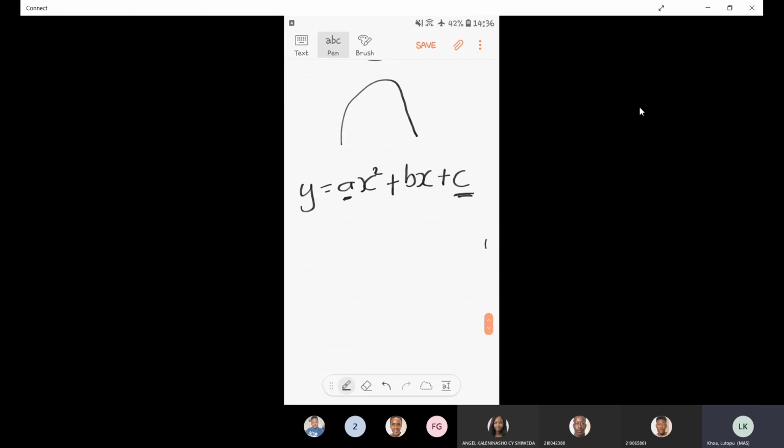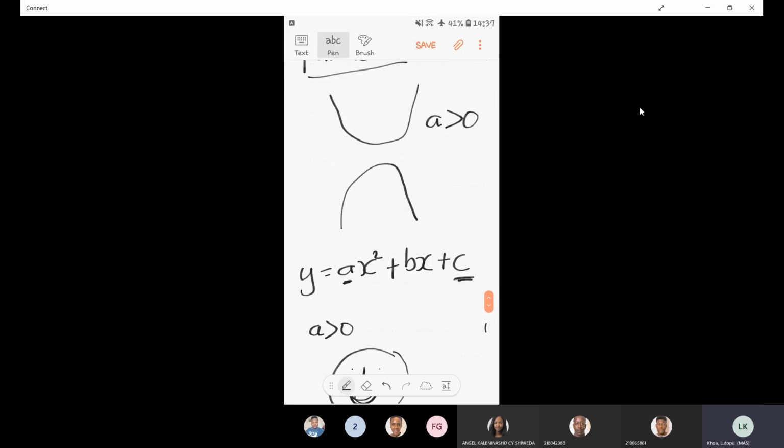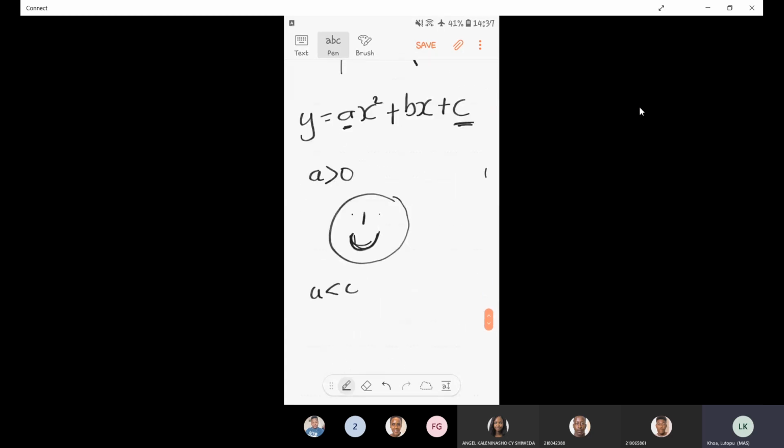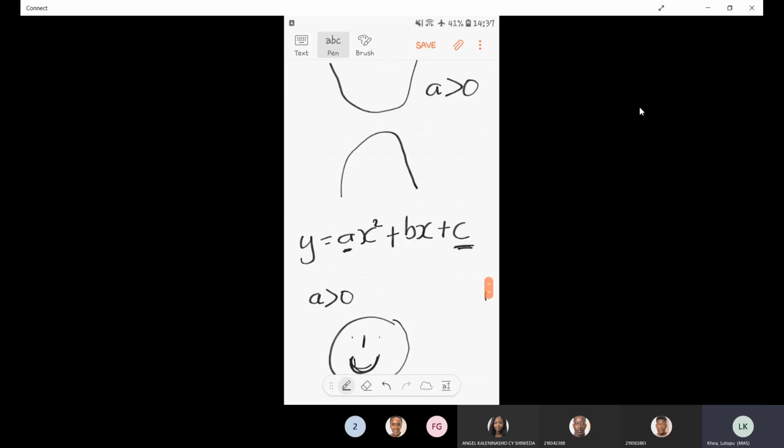Now if a is positive, you can imagine a positive person. This is a positive person. Here they are smiling. So a parabola with a value of a greater than 0 looks like a smiley face. So this parabola over here is when your a is greater than 0. Then when a is negative, a is less than 0, you can imagine a negative person, they have a frowny face. Okay, and a parabola where a is negative opens downwards.